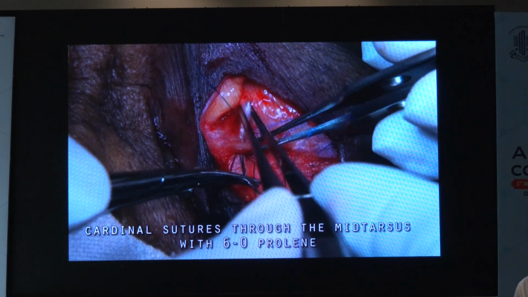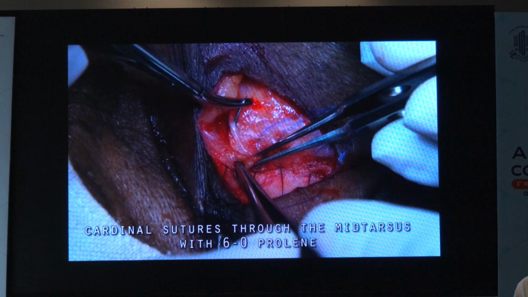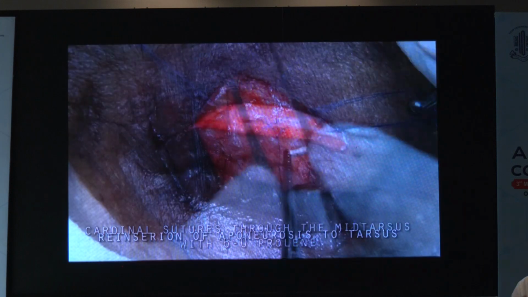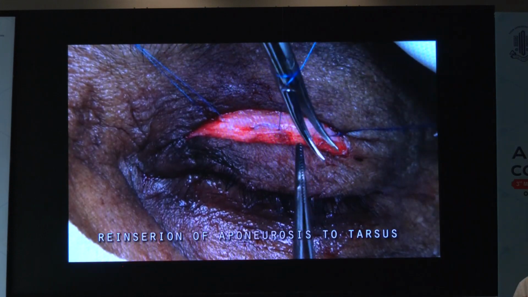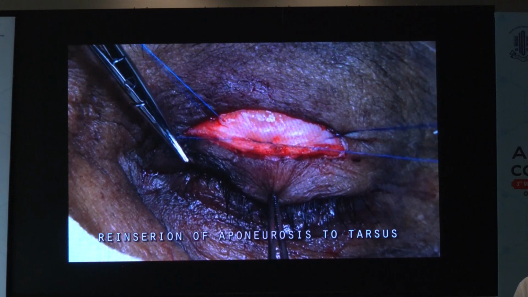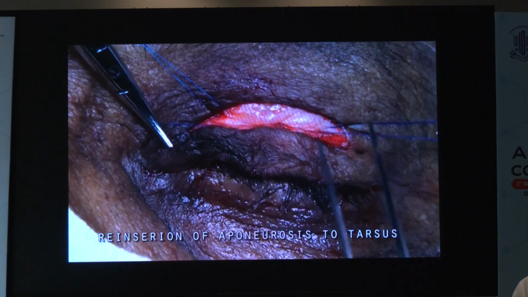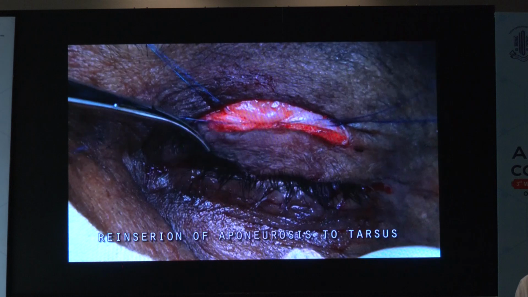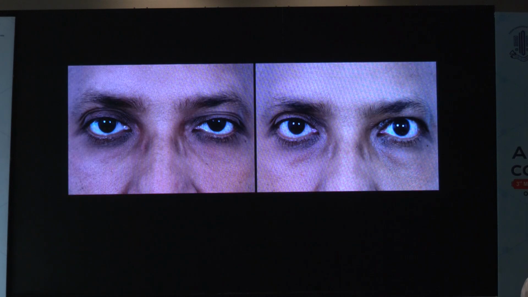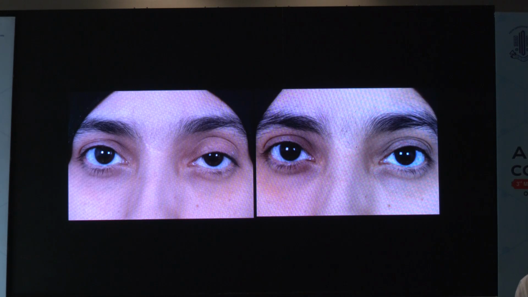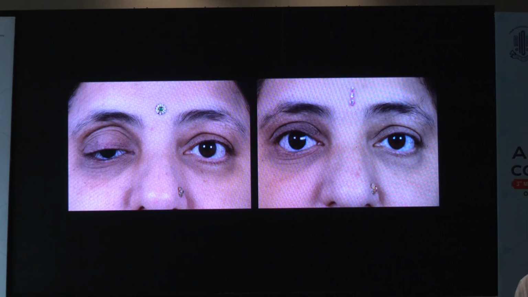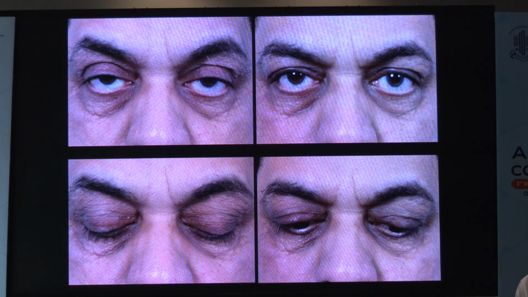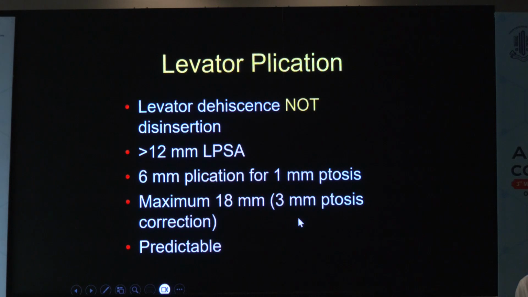So in such patients, we hang back the levator. It means the sutures are still taken through the upper 1/3 or middle 2/3 of the tarsus, but the sutures are tied loose so that there is a hang back effect. With that, you are able to get much better results. These are some of the patients who have undergone levator reinsertion, and they do quite well. And more importantly, their functional component of not being able to see in down gaze also gets resolved because their cornea gets exposed in down gaze.